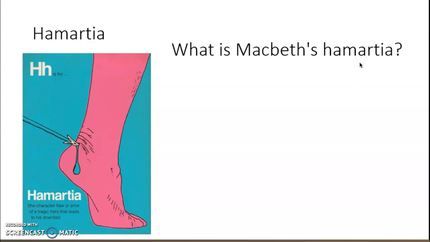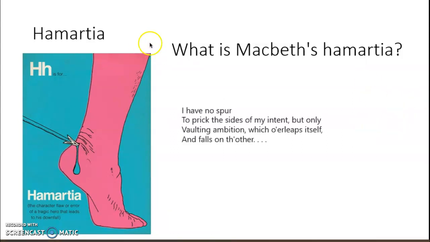This particular quote, I think, sums up the problem with Macbeth's own hamartia and his own ambition. "I have no spur to prick the sides of my intent, but only vaulting ambition, which overleaps itself." Let's have a quick look at this in a little bit more detail.